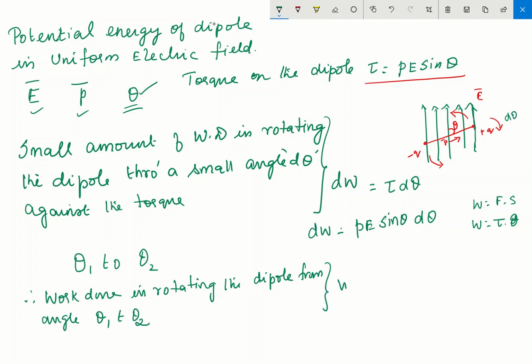That is nothing but W. W is nothing but the integral of dW. That is the integral from theta 1 to theta 2 of P E sine theta d theta. And what is the integral of sine theta? That is equal to P E times the integral of sine theta d theta, theta 1 to theta 2. Right, that is W. Clear?